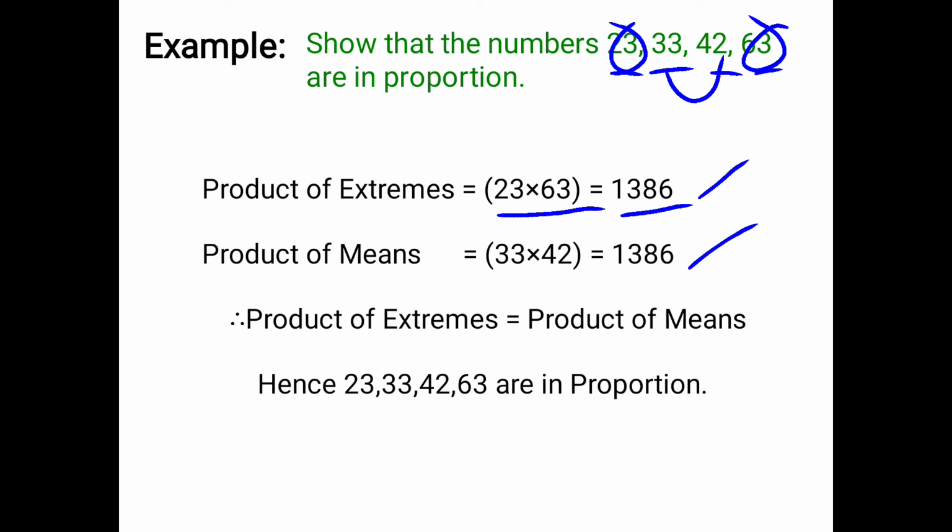I hope everybody understood this sum. When they ask "show that" in the question, we just prove whether the left hand side is equal to the right hand side, product of extremes equal to product of means. Suppose the first side is 1386 and the second side gives a different number, say 1380. Then this is not a proportion. If you get a different number on the right hand side or left hand side, that is not a proportion. Hence 23, 33, 42, 63 are in proportion.